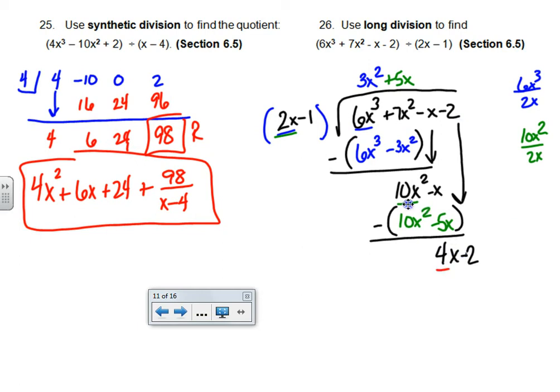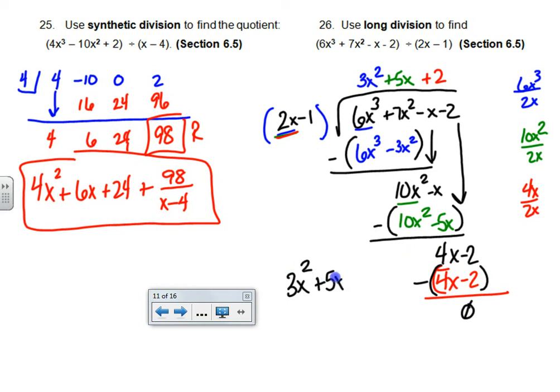So now I take the 4x and divide it by 2x, and I like to write it off to the side because I tend to make silly mistakes if I don't. That gives me a positive 2. Now we're going to multiply, and that gives me a 4x minus 2. Oh, that's cool. I think we're going to have something awesome happen. When I subtract, these end up canceling, and negative 2 minus negative 2 also cancels. I have no remainder. So the final answer to this question is 3x squared plus 5x plus 2. Neat.